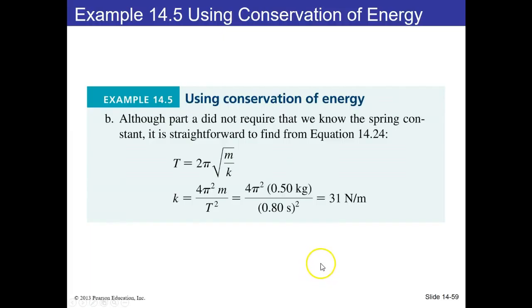We didn't require to know the spring constant. It's straightforward to be able to find it. We just use T is equal to 2 pi times the square root of m over k. We solve for k, and you end up with 31 newtons per meter.